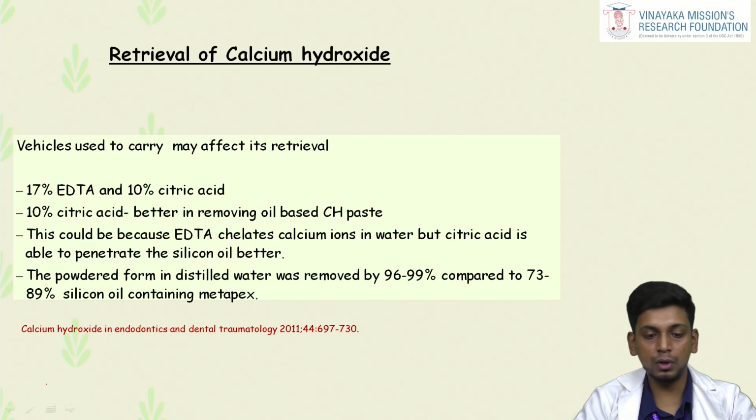Moving on, how can we retrieve calcium hydroxide paste that we have applied? Vehicles used to carry it may affect its retrieval. 17% EDTA and 10% citric acid can be used. 10% citric acid is better in removing oil-based calcium hydroxide paste. This could be because EDTA chelates calcium ions in water, but citric acid is able to penetrate the silicone oil better. The powdered form in distilled water was removed effectively, 96 to 99%, compared to 73 to 89% in silicone oil containing Metapex.